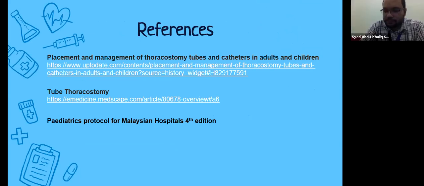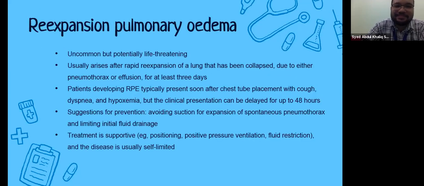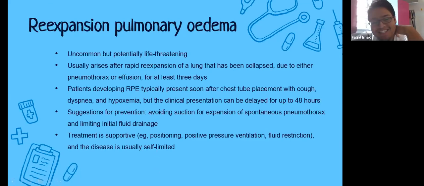Okay, good. Any question? I want to ask about the Seldinger technique, which site do we introduce the needle insertion? It can be similar to the standard technique, at the 4th or 5th mid-axillary line, at the safe triangle.